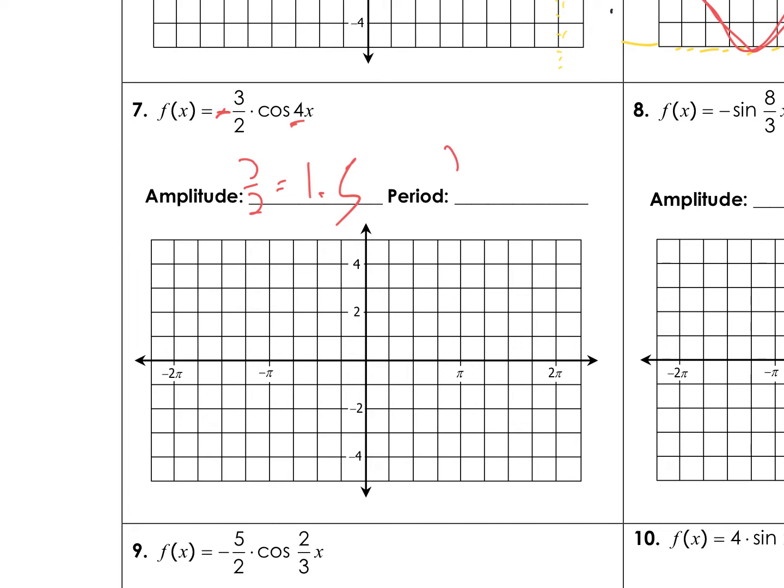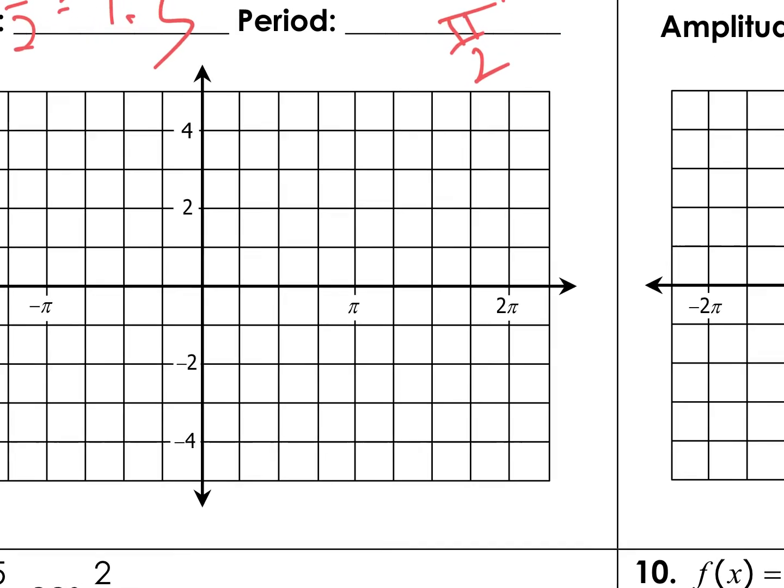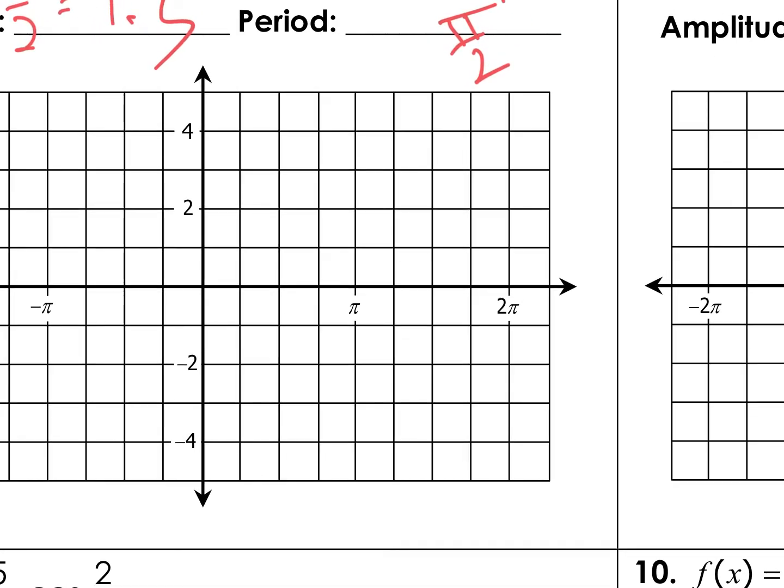Period. Period will be 2 pi divided by the 4. So how long will it take to graph one cycle? Pi over 2. Are you serious? Wait, the whole picture in pi over 2? You're right. And I don't like her graph. I don't like her grid, because where's pi over 2 at? 4 pi, right? You simplify it, it's just 1 over 2 pi. That'll just be pi.